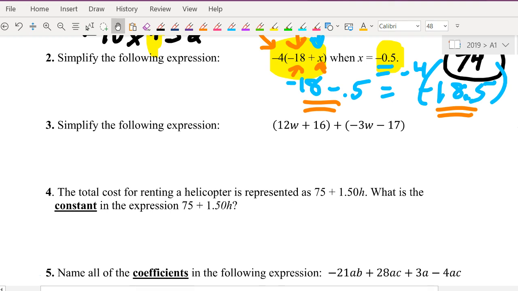Alright, simplify the following expressions. Do you see like terms? Yes. Which one? 12W and negative 3W. Thank you. Next. Anything else? 16 and negative 17. Okay, what do we get? 12 minus 3. 9W. The negative 16 minus negative 17, negative 1. Yay! We're just zooming through this.